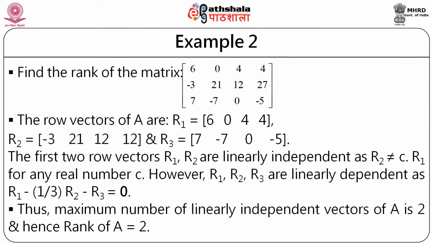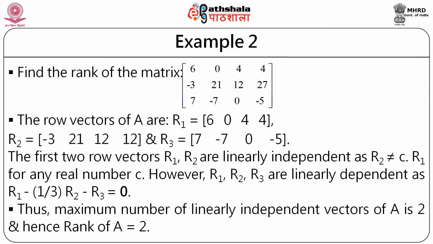Find the rank of this matrix. Suppose I want to find the rank of this matrix, then the row vectors are R1 is 6 0 4 4, R2 is minus 3 21 12 12, R3 is 7 minus 7 0 minus 5. The first two row vectors R1 and R2 are linearly independent, as R2 is not equal to c times R1. If I multiply by any c here, the second component will always remain 0, whereas here the second component is 21, and therefore these two row vectors cannot be expressed in the form R2 equal to c R1. So, these two are linearly independent of each other for any real number c.